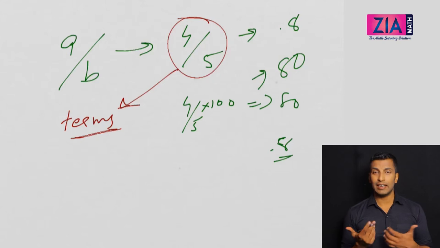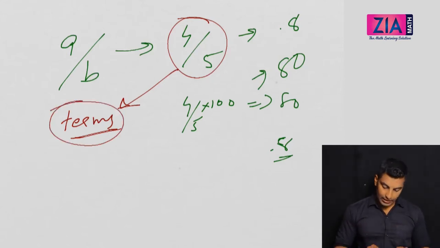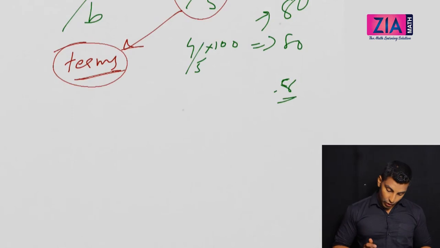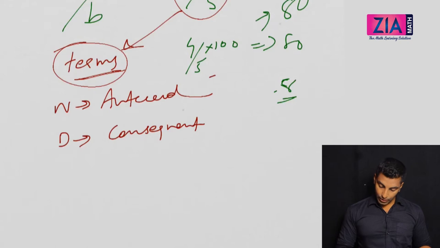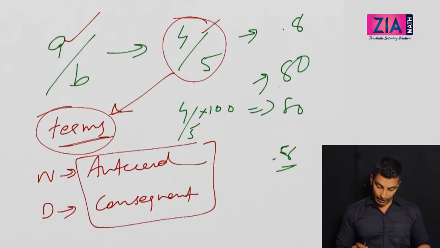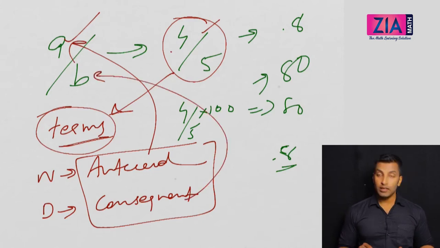Now let's understand the words which are involved. You will see these words. Terms of the ratio means the numbers which are involved, 4 and 5, here a and b. The numerator in the ratio is called the antecedent, and the denominator is called the consequent. So antecedent and consequent. Here, a is the antecedent and b is the consequent. The consequent is the denominator, and the antecedent is the numerator.